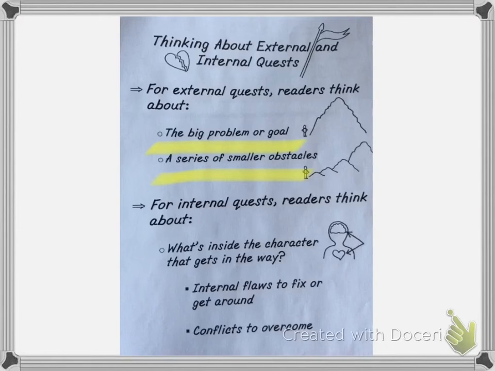And when you think about the internal quest, consider what is inside the character that's getting in the way. What are some problems or flaws that the character has that's getting in the way of this quest? What are some things that they have to fix or get around? What are some internal conflicts that they have to overcome, like Meg's own self-doubt, not thinking she's smart enough or good enough? So I want you to be thinking about those things.